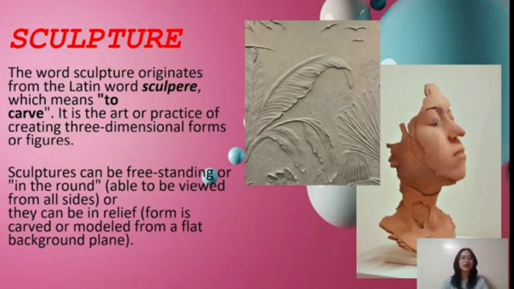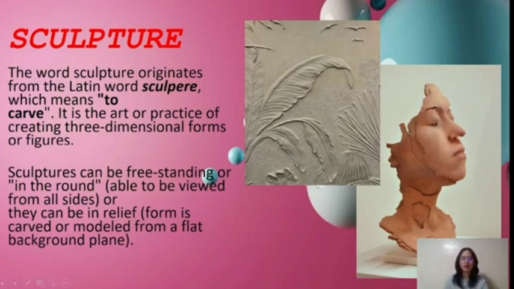Sculptures can be freestanding or in the round, able to be viewed from all sides. As I said, this is an example of three-dimensional or freestanding form, where we are able to see the whole side of the object and holistically appreciate the art. Or they can be in relief. This is an example of relief sculpture.